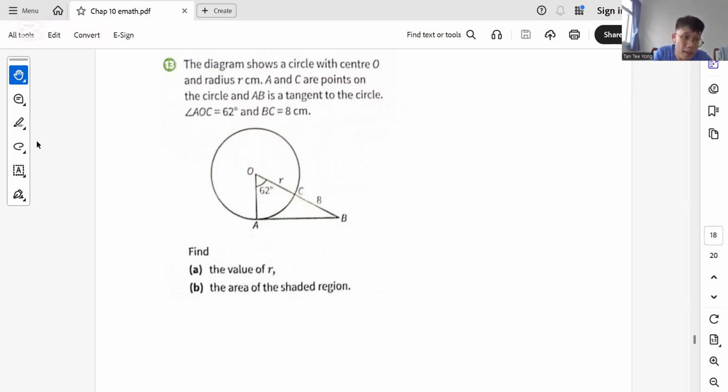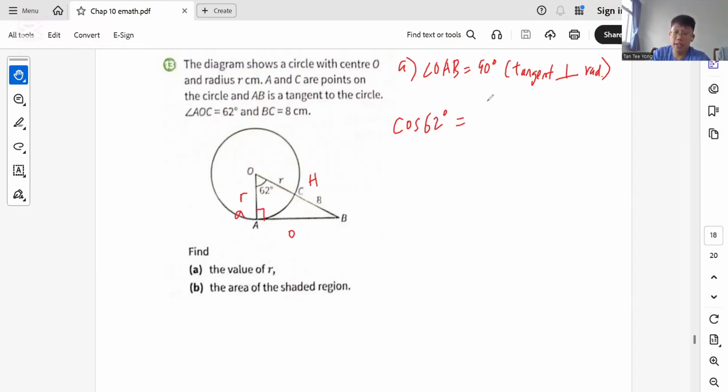So in this case, right, we are very sure that at point A, we can say that angle OAB is 90 degrees. How come? Because tangent is perpendicular to radius. Okay, understand? So this is actually a right angle triangle. Then that means we can use the properties of trigonometry to help us find out what our R is. So basically, yes, OA is also R. So 62 degrees is the reference angle lah. So opposite, adjacent, hypotenuse. So we can use cosine. So cosine 62 degrees equals adjacent over hypotenuse. So R plus 8.